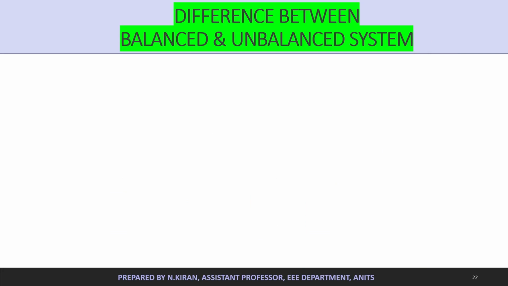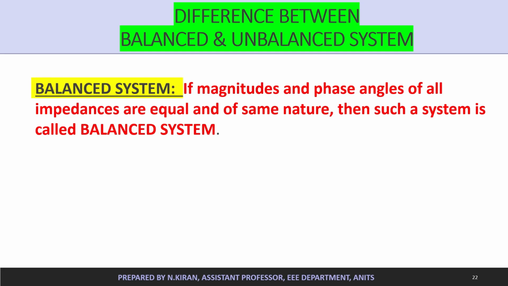So what is the main difference between a balanced system and an unbalanced system? In a balanced system, the magnitude and phase angle of all impedances are equal and they are of the same nature. By same nature, I mean if the R phase has only resistance, then the Y and B phases should also contain only resistance. If the R phase has a series combination of R and L, then the remaining two phases should also have the same series combination of R and L. So that is what I mean by same nature. If this is true, then such a system is called a balanced system.